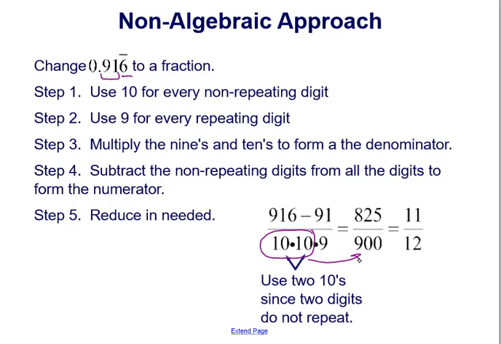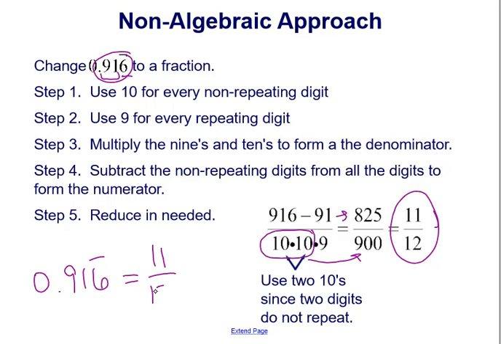We're still subtracting the non-repeating digits from all of the digits for the numerator. All of the digits was 916, so 916. And the non-repeating digits were 9 and 1, so that would be 91. So the numerator is 916 minus 91, which gives us a numerator of 825. Reducing that fraction, 825 over 900, gives us a fraction of 11 over 12. So 0.916 repeating is equal to the fraction 11 over 12.